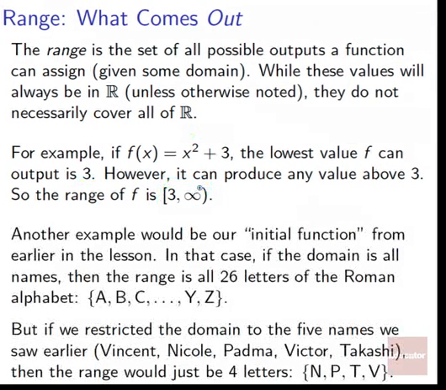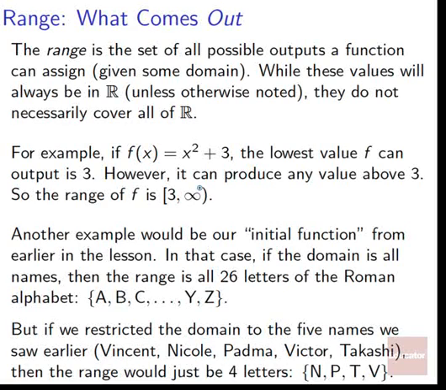Great. If we want to look at an example that doesn't use numbers, we could talk about that initial function that ate names and spit out first initials from earlier in this lesson. In that case, if the domain is all names, then the range is all 26 letters of the Roman alphabet. Even though I still can't think of any names that start with a Q. Queen, let's say Queen counts. Okay, Queen Latifah, right? It's got to count. So then we can have that be the range, 26 letters of the Roman alphabet.